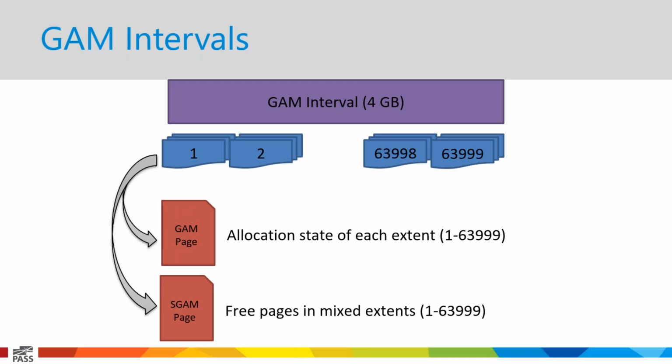So you have a new object that's going to be created. We need to find space for it. The GAM page tells you where all of those pages are in the next 4 gigabytes. The SGAM page keeps track of the free pages in the mixed extents. So say we're creating a new object. We want to look for a mixed extent to stick those first couple pages into. It's going to look at the GAM page to see the allocation state and the SGAM page to see which mixed extents are free that have a little space to put into them.